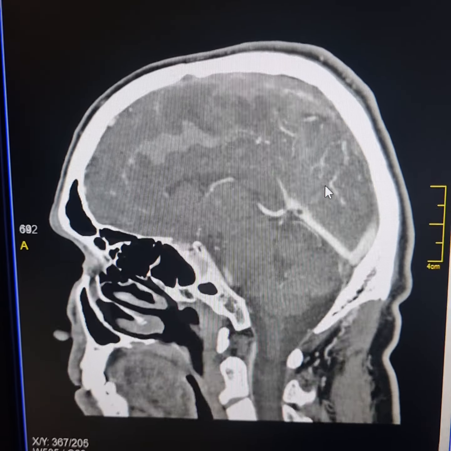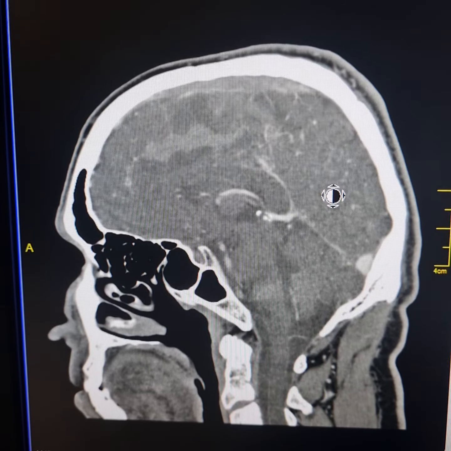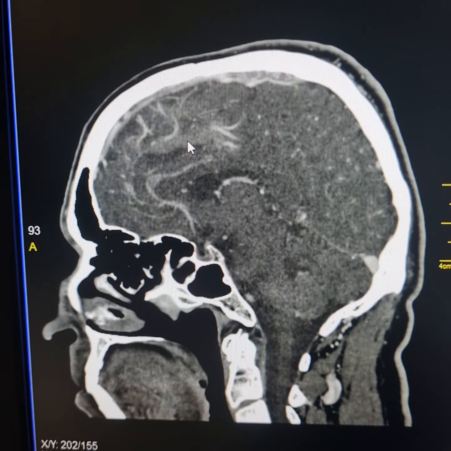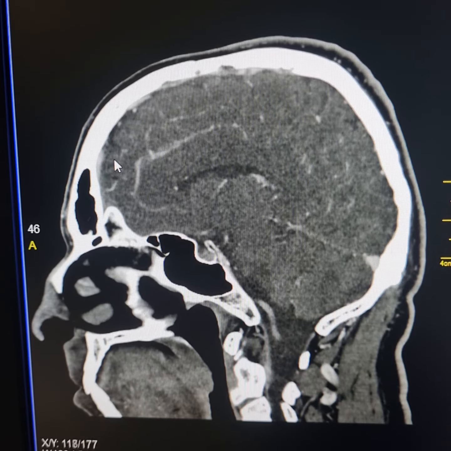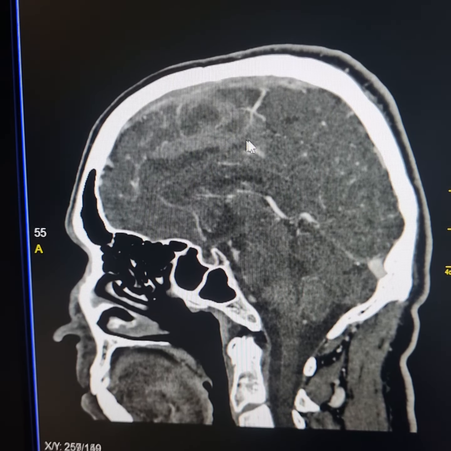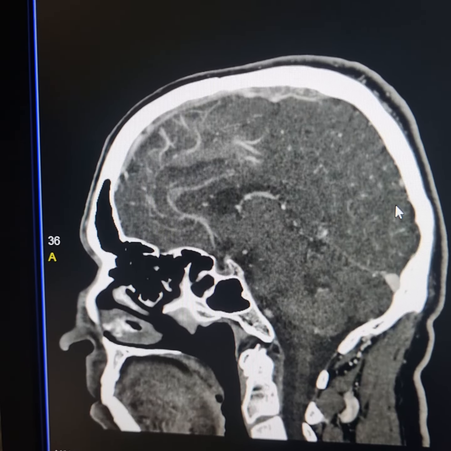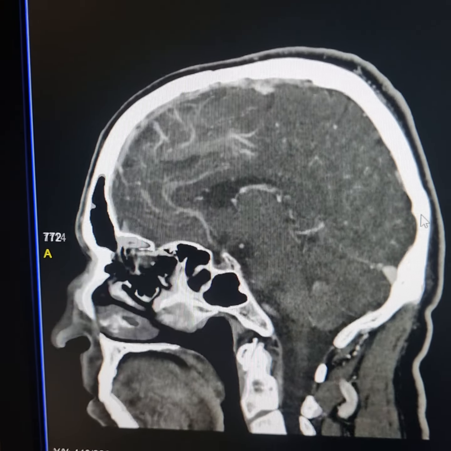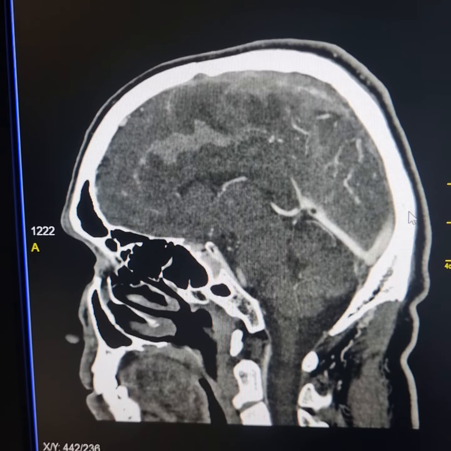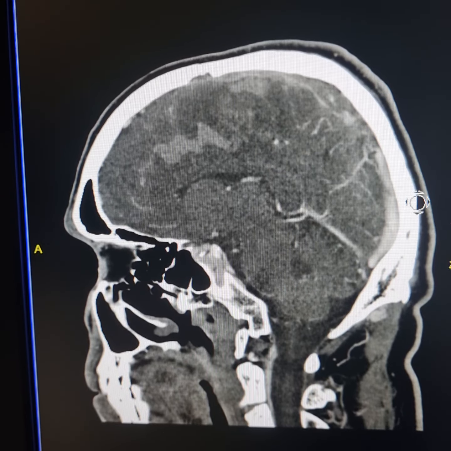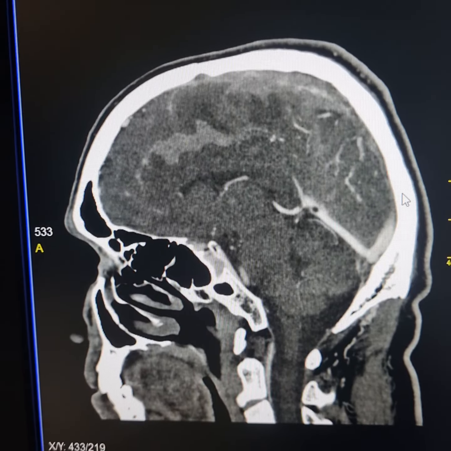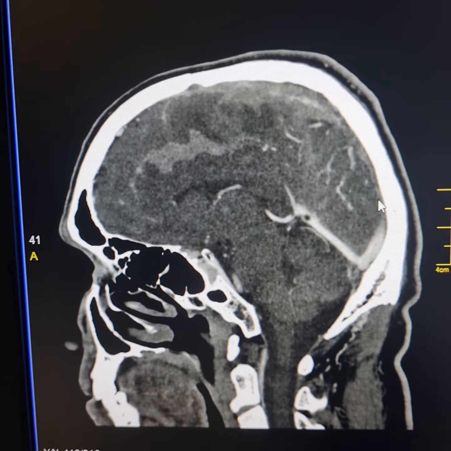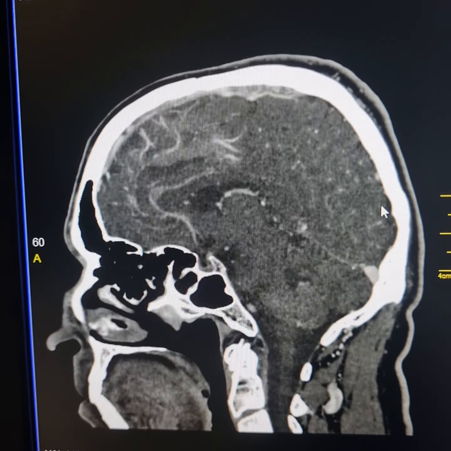This is sagittal scan. Please see severely thrombosed most of the superior sagittal sinus. Its antero-inferior part is patent. Its postero-inferior part is also patent, but still it contains small thrombi inside it. The rest of the dural venous sinuses are patent.